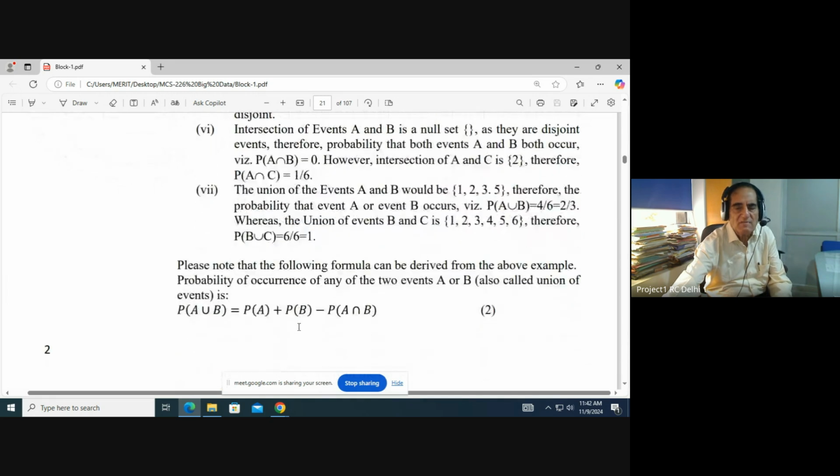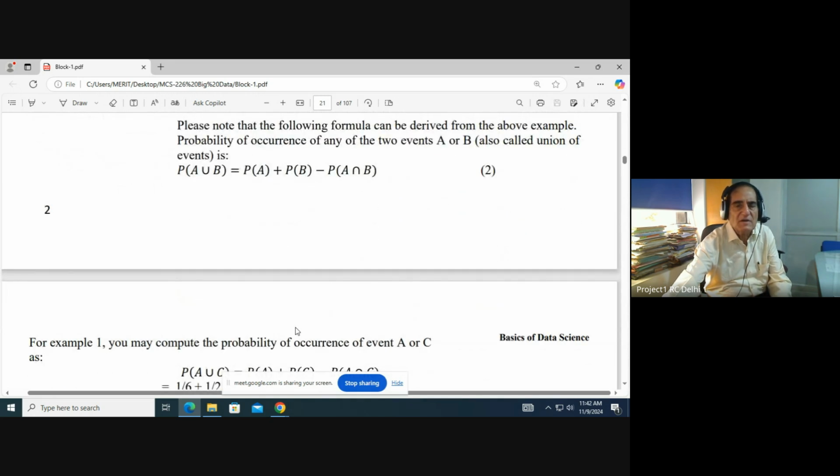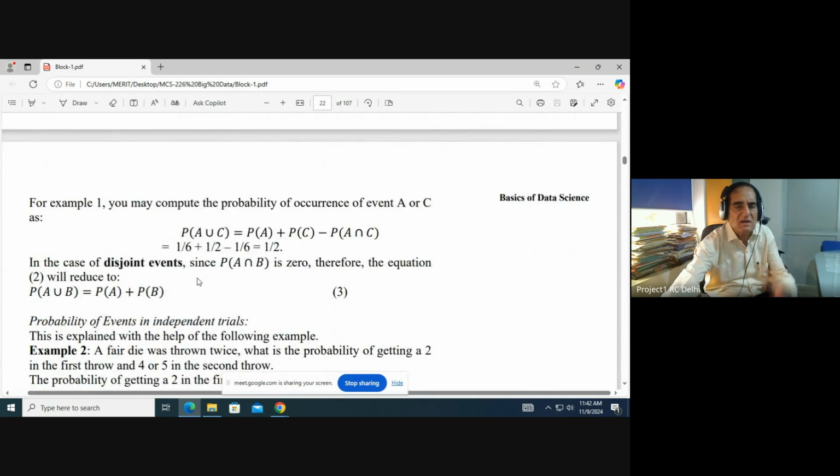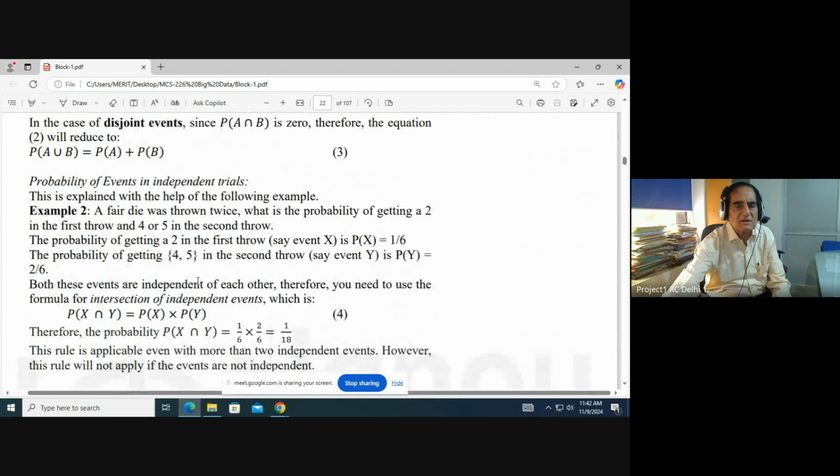So that type of thing, P(A union B) is P(A) plus P(B) minus P(A and B). This is add, this is union. So these are the type of things which you can always work out. So these are all the disjoint events and joint events, you can see.